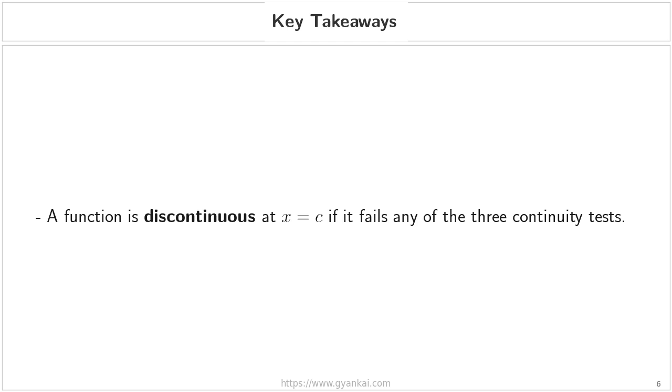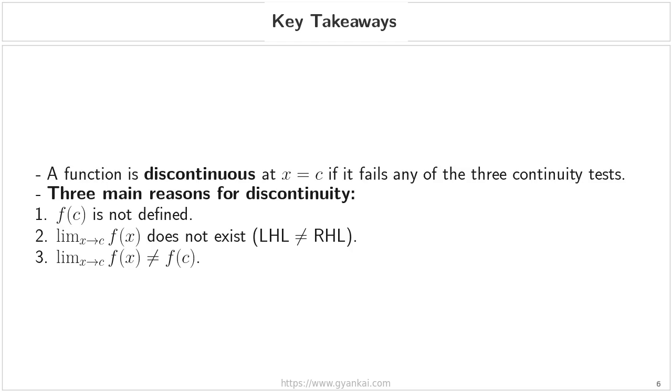Alright, let's wrap up everything we have covered in this lesson. To summarize, a function is considered discontinuous at x equals c if it fails any one of the three continuity tests we established at the very beginning. Let's recap the three main reasons why this happens. First, the function value at c, denoted as f of c, is not defined. This is exactly what we saw in our first example, where dividing by 0 made the function undefined.